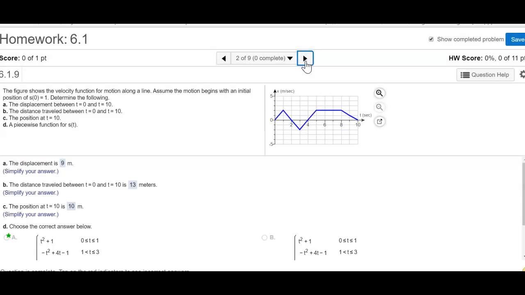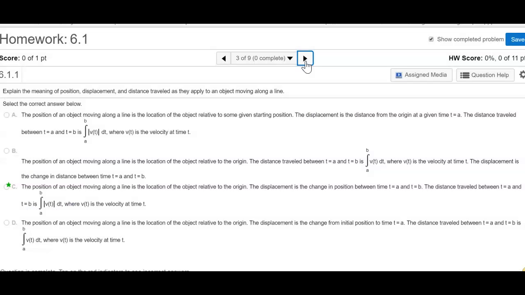Okay. Number 2 is kind of similar to that. Let's go ahead and look at number 3. Explain the meaning of position, displacement, and distance traveled as they apply to an object moving along a line.